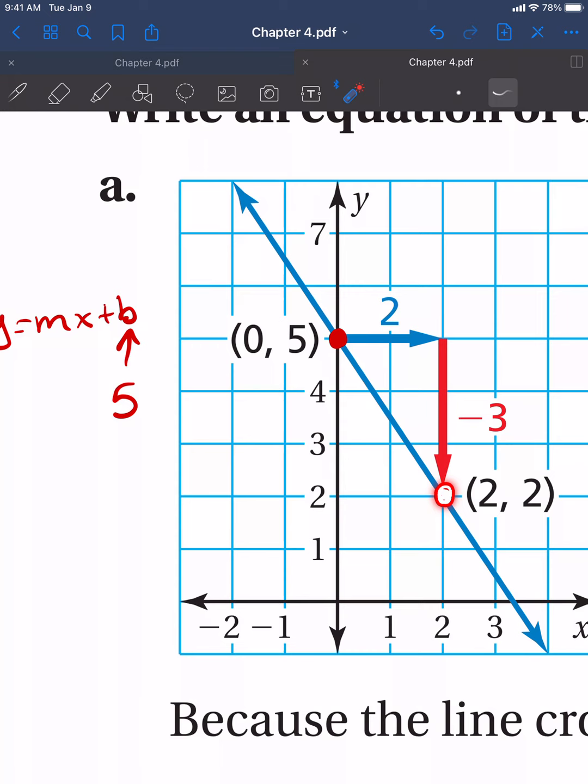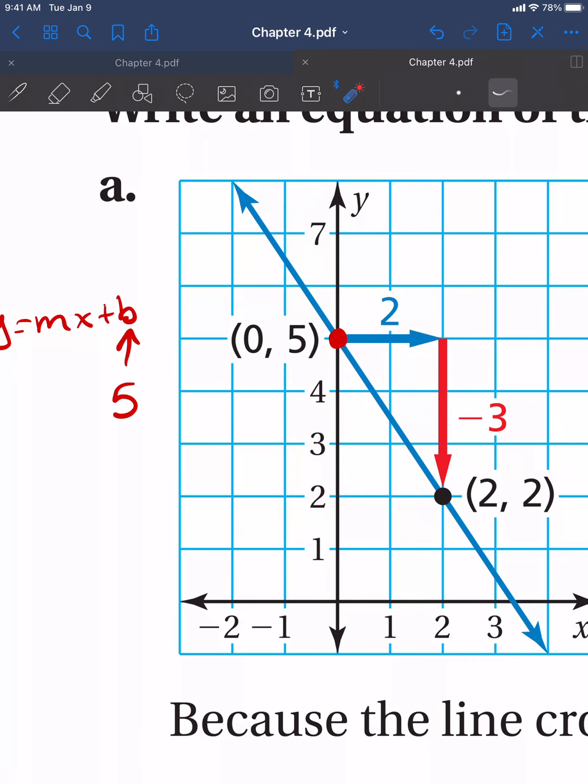So what I want you to do is go from your y-intercept to the next point and count how many you go up and over, or how many you go down and over. You always go up or down first, okay? This makes it look like they want you to go over and then down. I don't want you doing that. That will get you the wrong slope. You have to go up or down first, then over or back, okay?